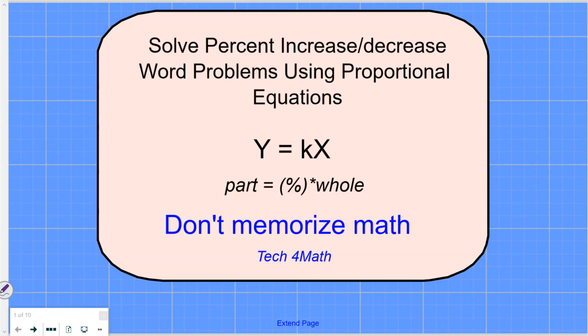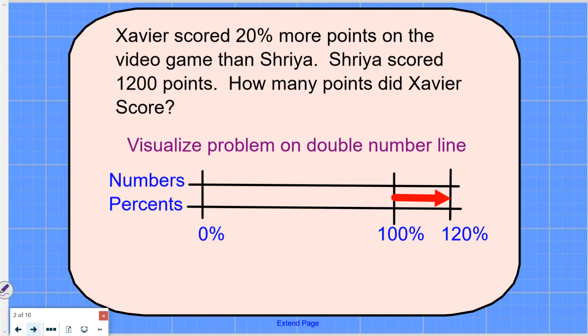We are going to solve percent increase, decrease word problems using the proportional equation y equals kx. Let's consider this problem. Xavier scored 20% more points on the video game than Shreya. We're comparing Xavier's points to Shreya's points. Shreya's points represent 100%. That is our variable x. Now, Xavier's total points represent y.